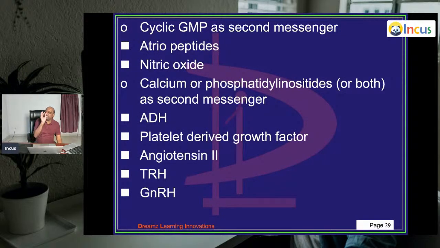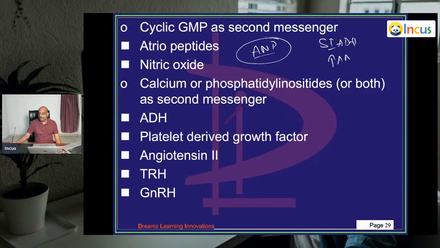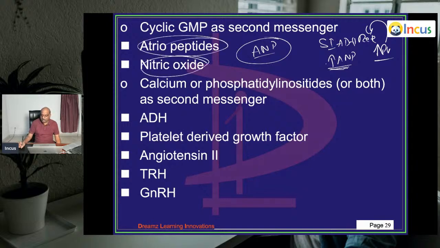And very few have cyclic GMP as the second messenger. Atrial natriuretic polypeptide, you all know, no? In SIADH, there is an increase of atrial natriuretic polypeptide because of the plasma volume expansion caused by the inappropriate antidiuresis and retention of water. So atrial natriuretic peptide, nitric oxide, cyclic GMP is the secondary messenger.